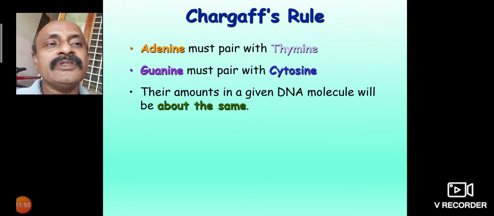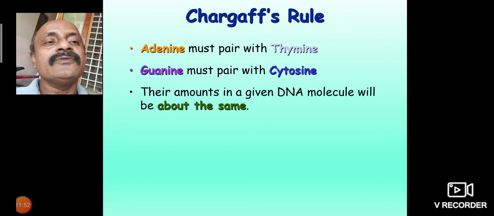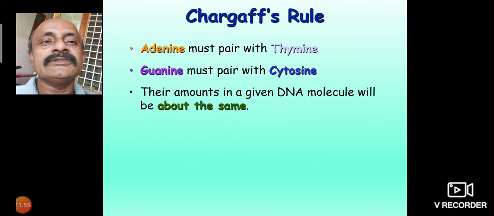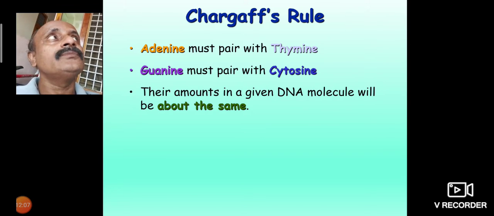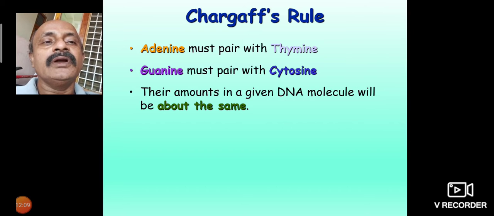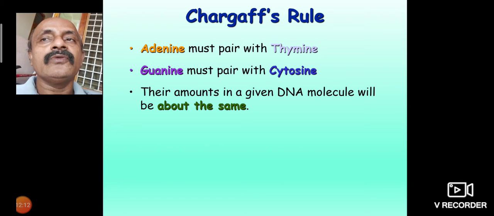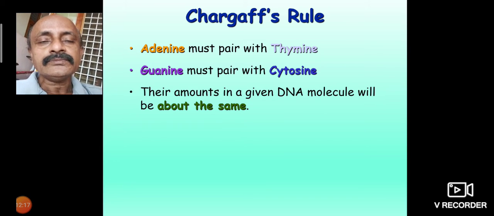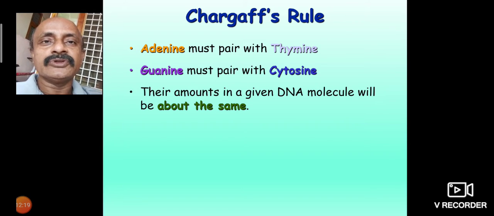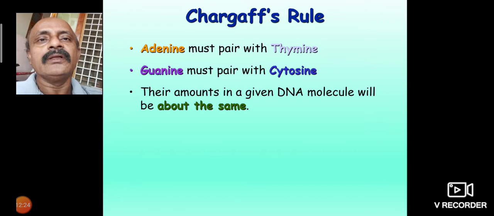Adenine must pair with thymine, and guanine must pair with cytosine. Adenine always bonds with thymine, and guanine always pairs with cytosine. Their amounts in a given DNA molecule will be about the same. This rule was proposed by Chargaff. The principles of the scientist Chargaff were the basis for the Watson-Crick model of DNA.